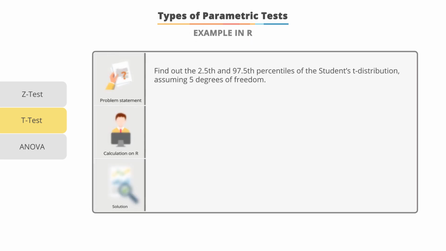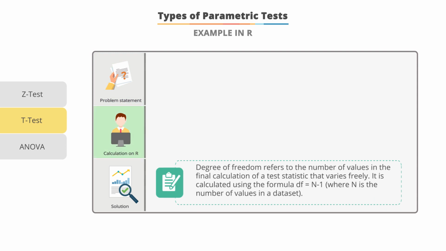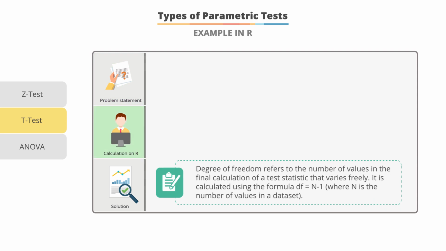So let's say we wanted to find out the 2.5th and 97.5th percentiles of a student's t-distribution with 5 degrees of freedom. Now, degrees of freedom refers to the test statistic in regards to how many objects can vary freely. So various items can affect the degrees of freedom, including the number of variables in a model, the number of groups in a model, and a handful of other things.